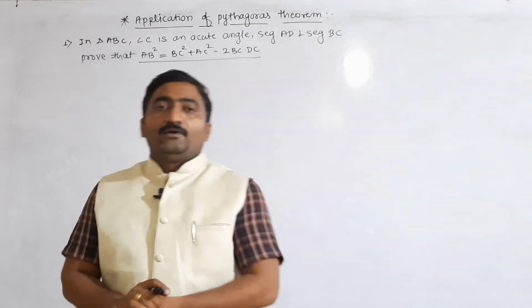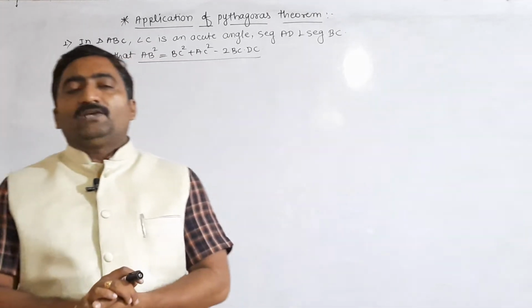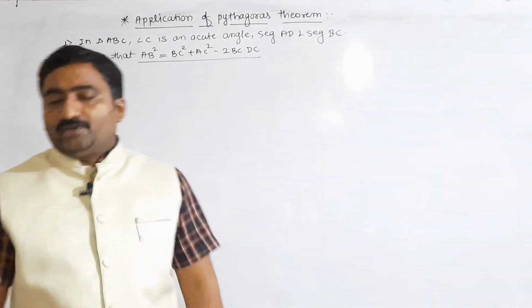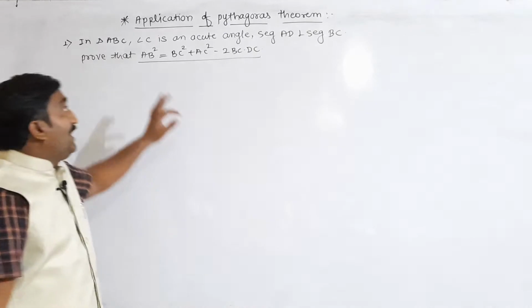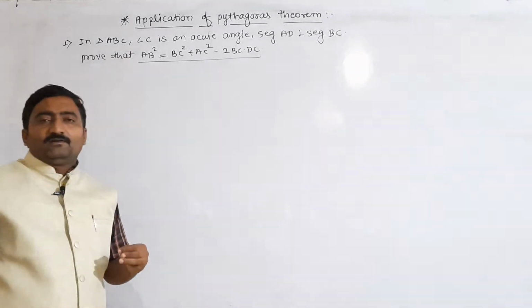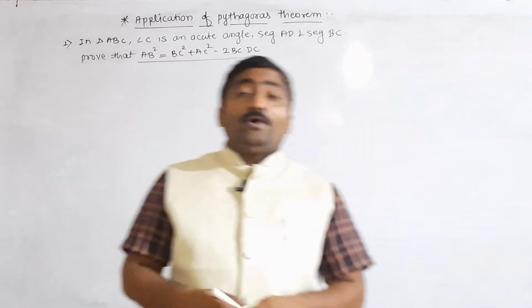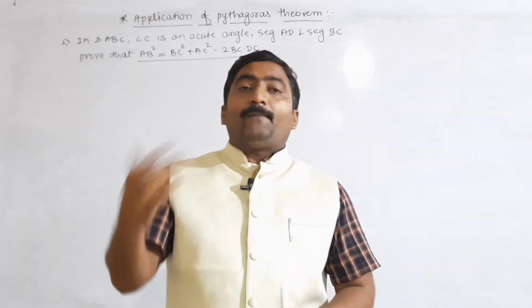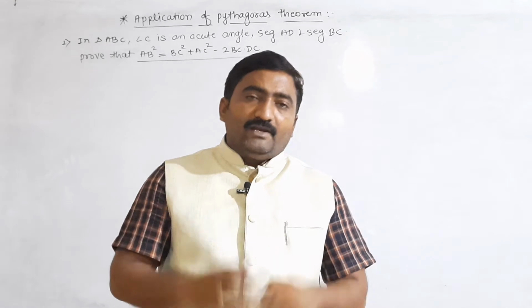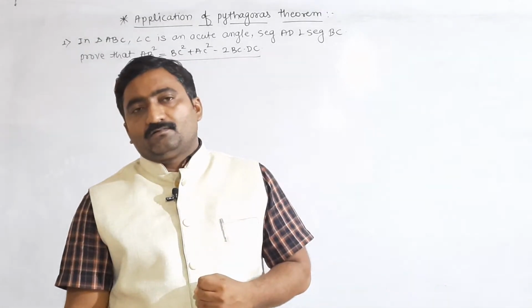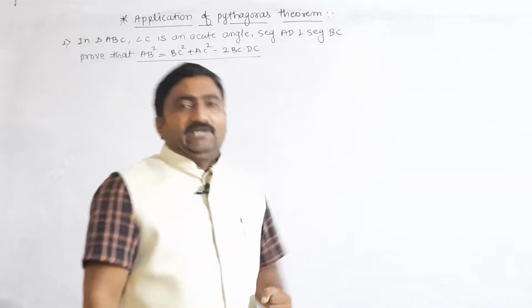It means in which derivation Pythagoras theorem is used. Here we have to study the application of Pythagoras theorem. It means when we are given a right angle triangle, an acute angle triangle or an obtuse angle triangle, then what is the relation between the sides? Here we have to study that.